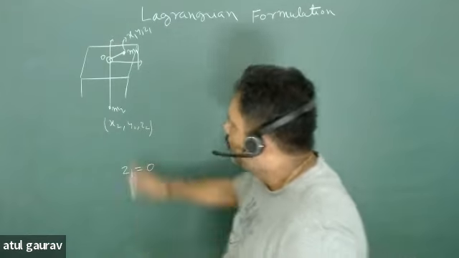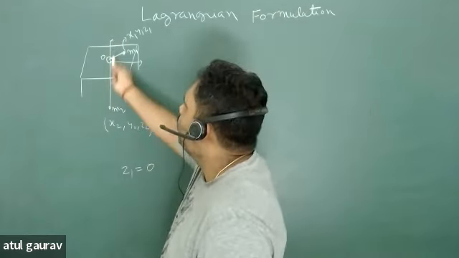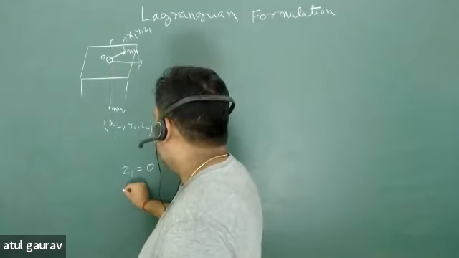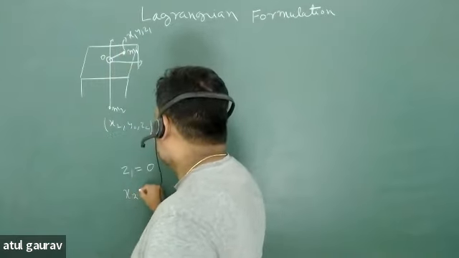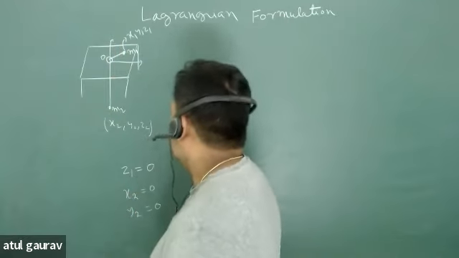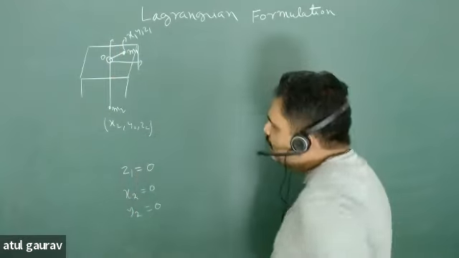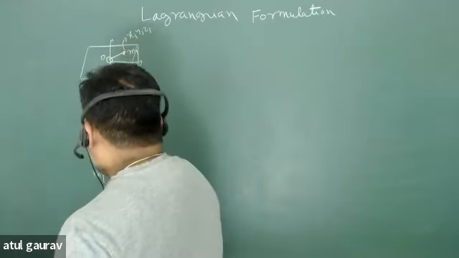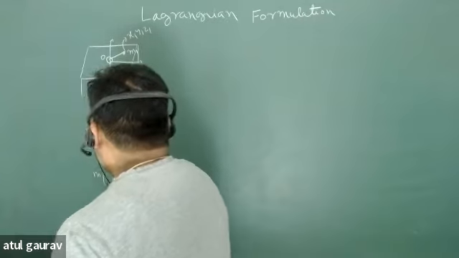Okay. For the second particle, it is moving only in the z direction. So what is the meaning of that? The meaning is that x2 is equal to 0 as well as y2 is equal to 0. Is this the only story? This is the story for M1. This is the story for M2.